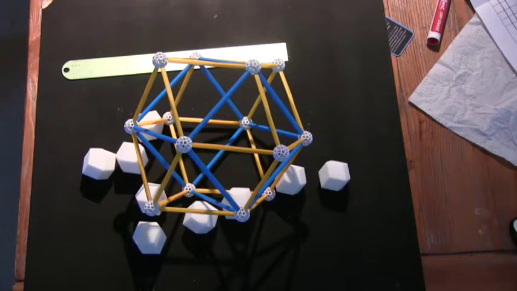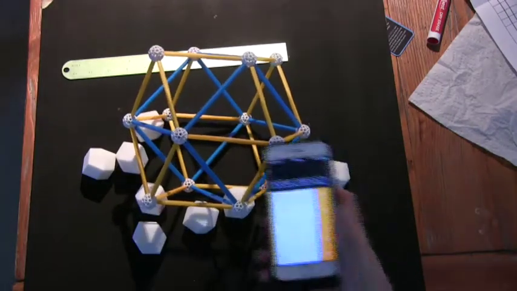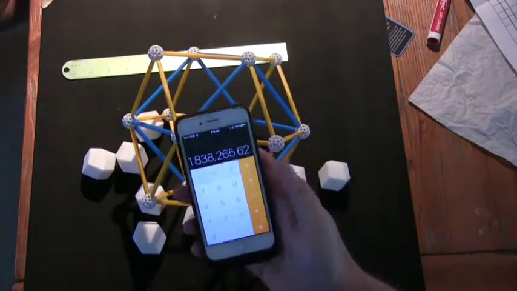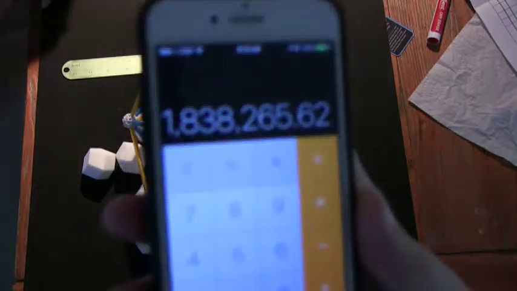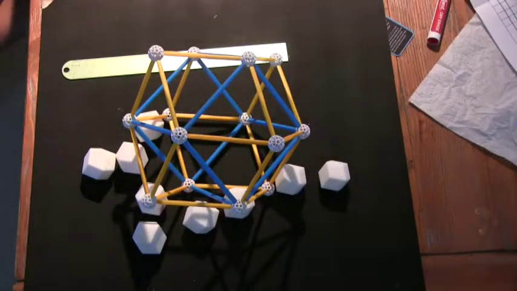And then how do we find the volume of that cube? Well, we cube the side length. All right, so times 122.5 times 122.5. All right, so we have 1.8 million. I don't know if that shows up on the camera. No. 1.8 million cubic millimeters.